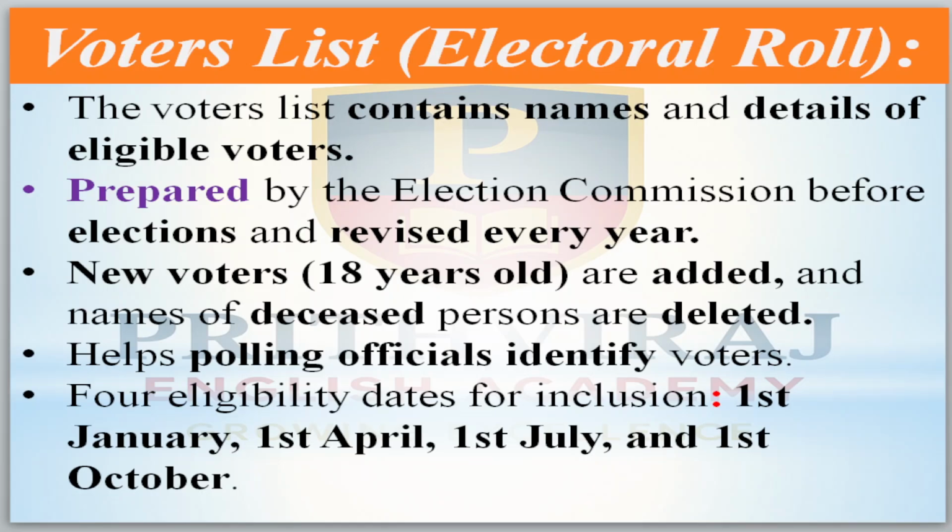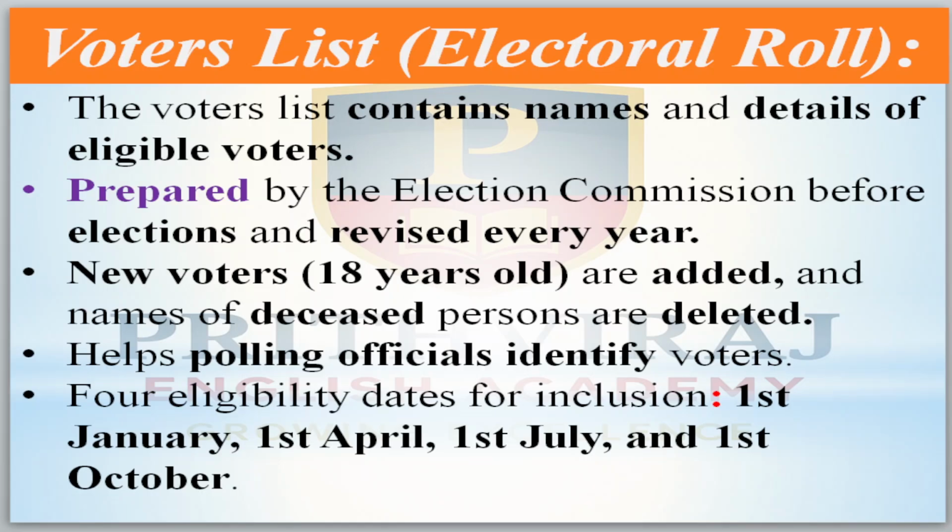The voters list contains the names and details of the eligible voters. Their name will be there, along with some details about their age and where they belong. That will be there in the voter list. It is prepared by the election commissioners before the elections, and it is revised every year.